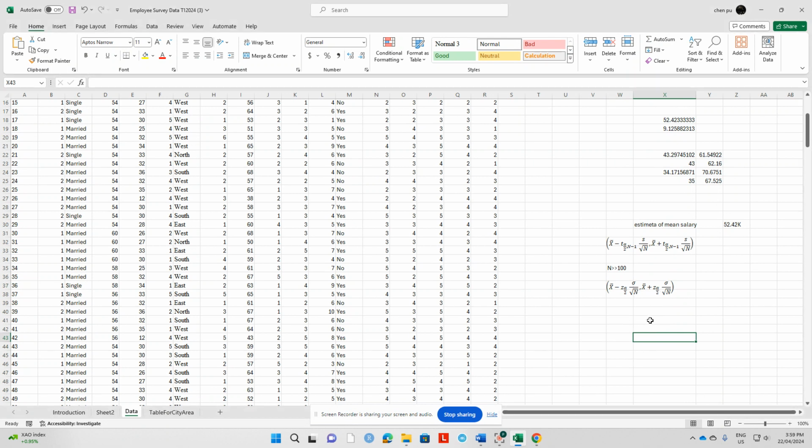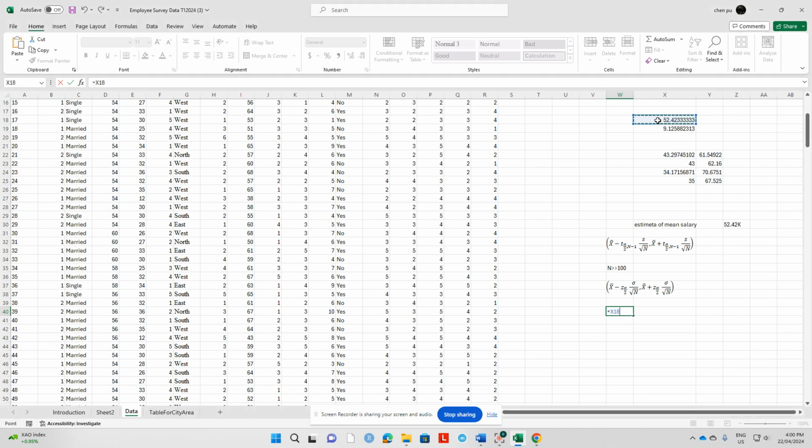Why? Because the difference between t half alpha n minus 1 and z half alpha is very small when n is relatively large. Relatively large means larger than 100. These two numbers are very close. When n goes to infinity, t half alpha converges to z half alpha. So we use this formula, and for this formula, we just need to calculate.